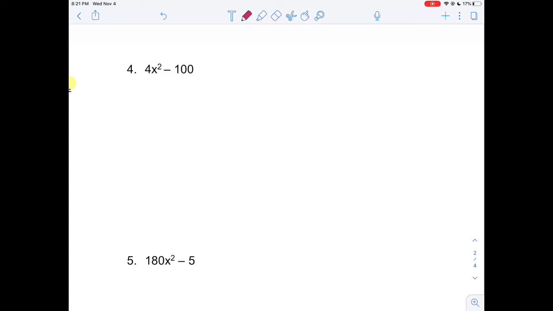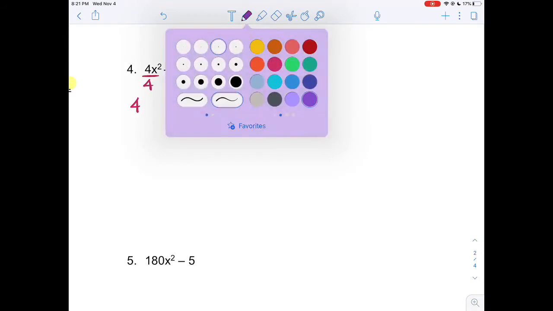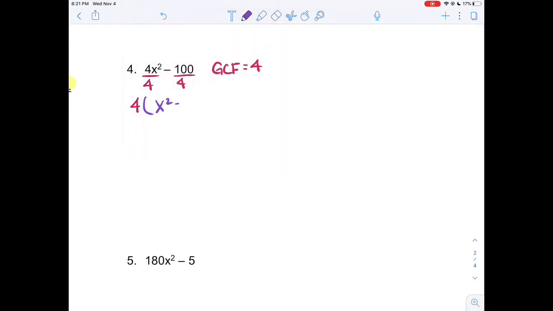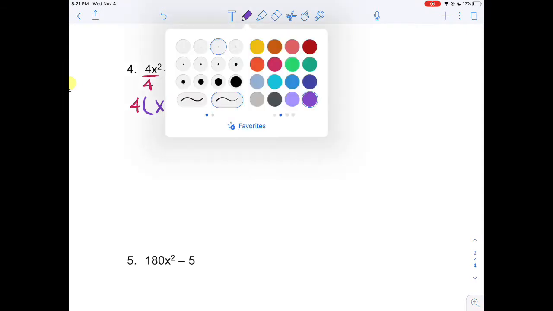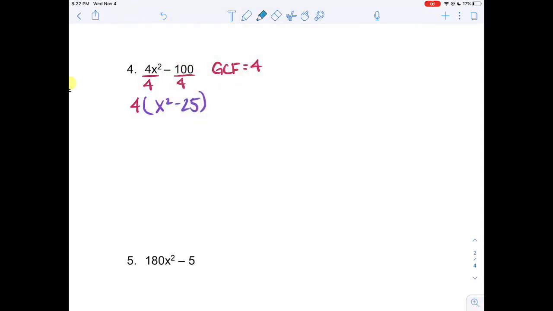All right, again, remembering that I need to look for a GCF first, I recognize that 4 will divide evenly into both 4 and 100, so I want to pull that out as a greatest common factor. When I pull a 4 out, I am left with x squared minus 25, and then I can start to identify my a squared and b squared terms.